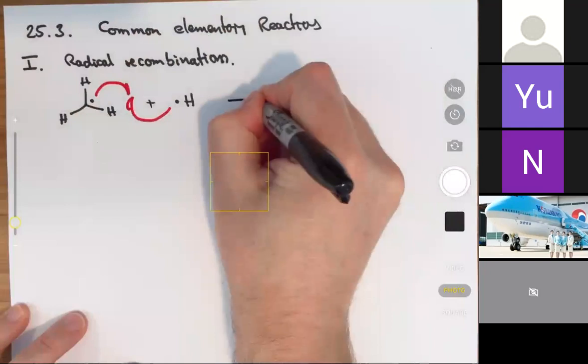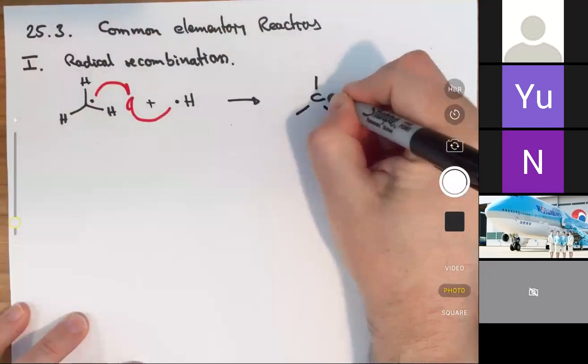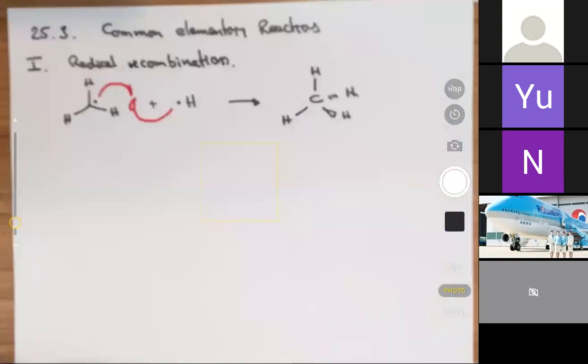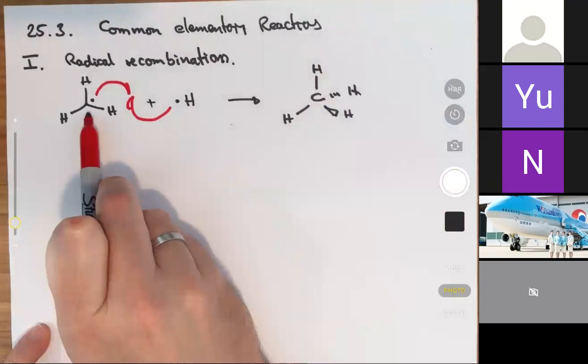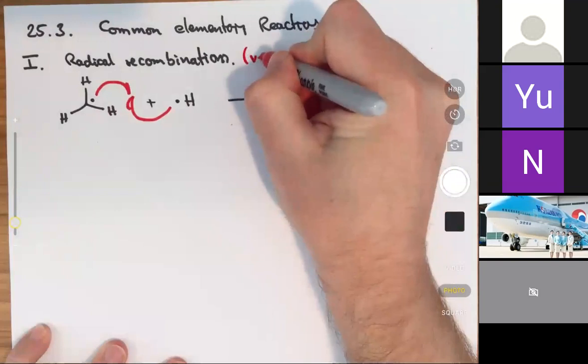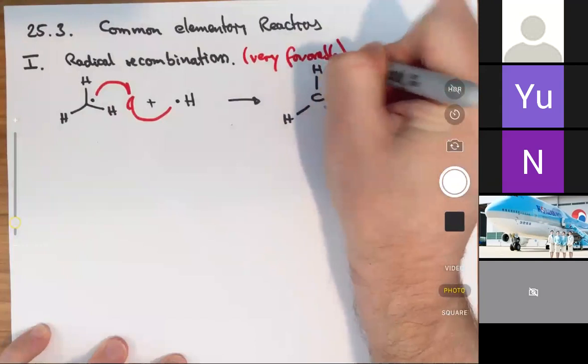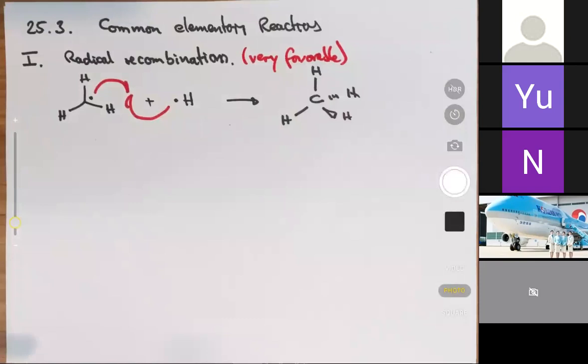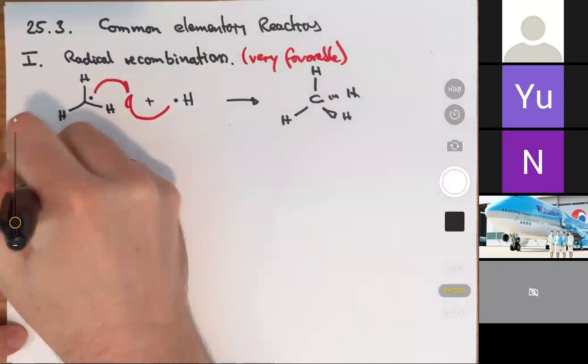So they recombine and annihilate two radicals. And this is a very favorable reaction. The energy that you release is all the energy that you would have to spend to break this bond homolytically. So we're in the range of, let's say, 80 to 100 kilocalories per mole, which is a huge amount of energy that would be released, right? So this is very favorable as a reaction.